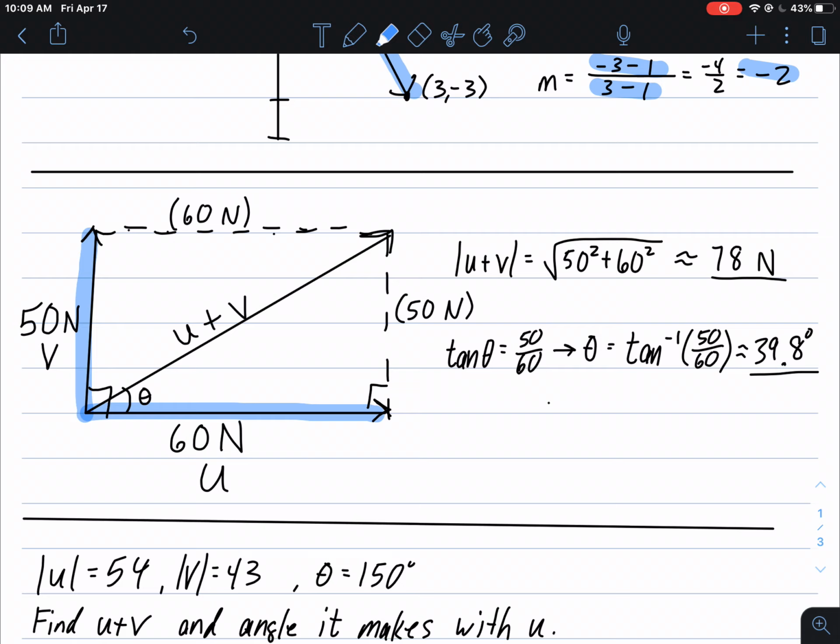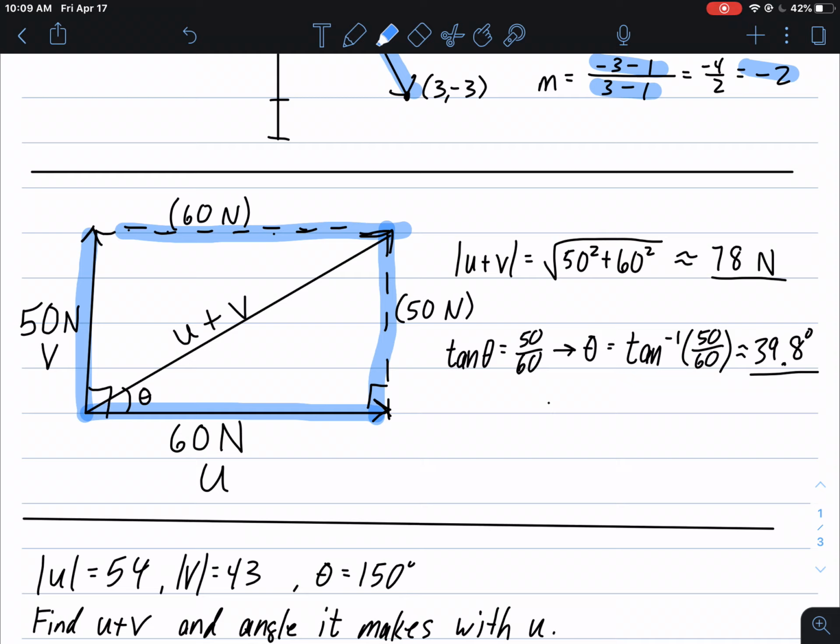Now in this case, my parallelogram ends up just being a rectangle. I'm just taking those two terminal points and forming our parallelogram. It's a rectangle in this case because we're told that the two forces are acting on each other at right angles. So the angle is 90 degrees.